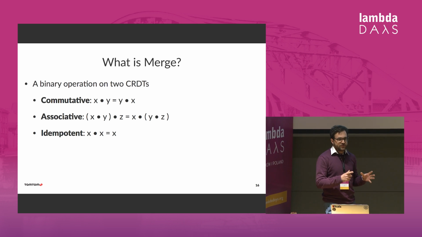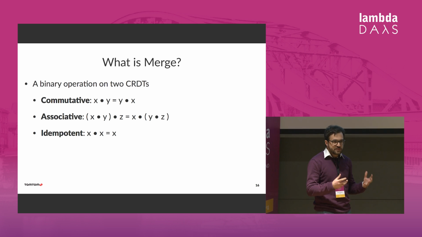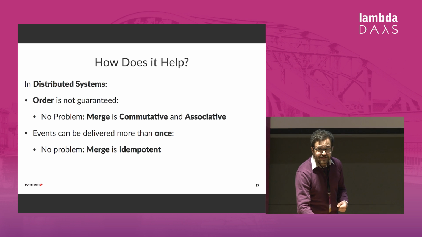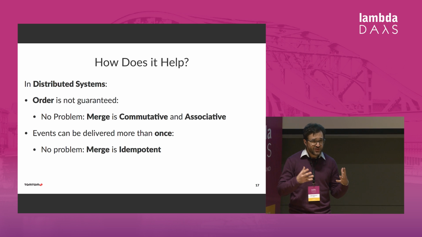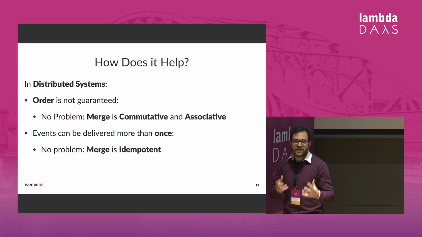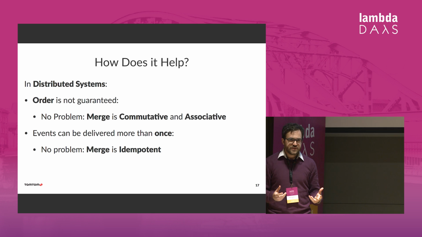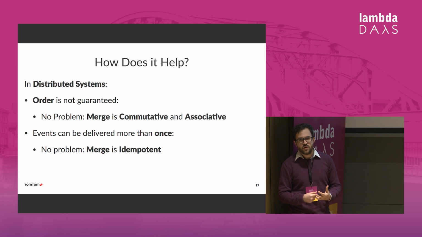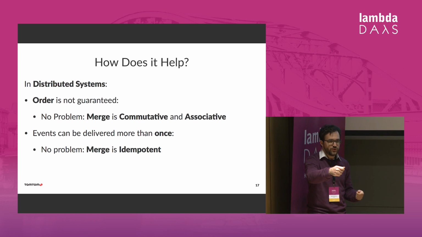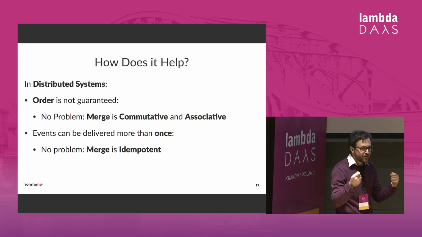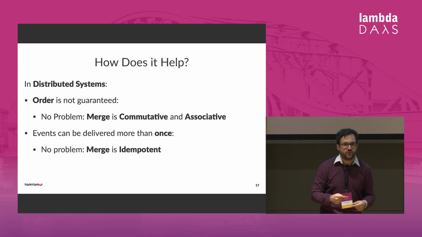So why should CRDTs have these characteristics? What does it bring for us? Apparently, these characteristics match really well with the distributed nature. In distributed systems, order is not guaranteed. So I may send events to you, a couple of events, but there is no guarantee in which order you receive those.